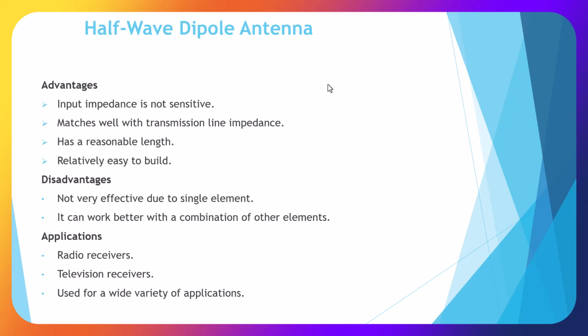Half-wave dipole antennas have some advantages. The impedance is not sensitive. It matches well with transmission line impedance, especially the old 300 ohm cable. It has a reasonable length and is relatively easy to build. The disadvantage is that it's not very effective due to a single element, but it can work better if we combine it with other elements. The applications are radio receivers. This is a fairly easy ham radio antenna. It's also used for television receivers, and it's used in a wide variety of applications.